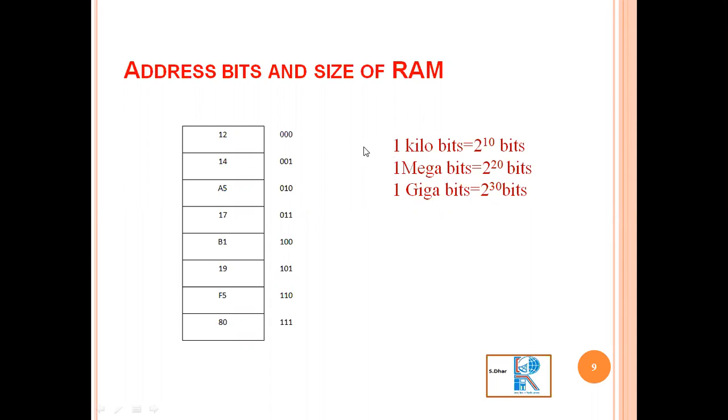Sometimes you hear about kilobits. So remember, 1 kilobit is equal to 2 to the power 10 bits. Okay, 1 megabit is equal to 2 to the power 20 bits. If I call 1 gigabit, it will be equal to 2 to the power 30 bits. Clear? So these are the address bits, and these are the specification of the number of bits using the power of 2. Clear? So using the address bits, we can find out the size of the RAM. If I tell you the address bits, you can easily find out the size of the RAM.